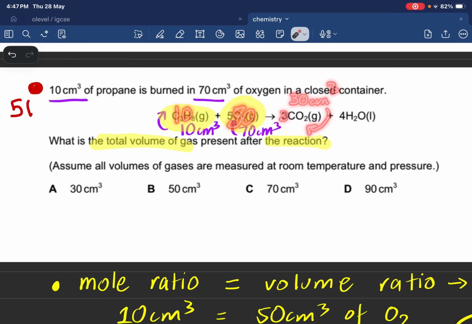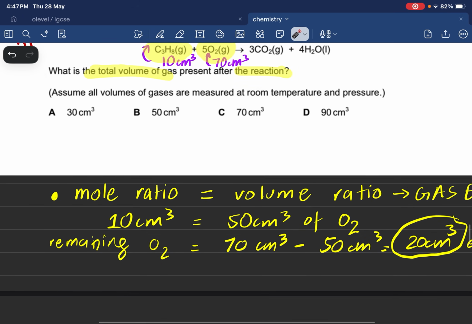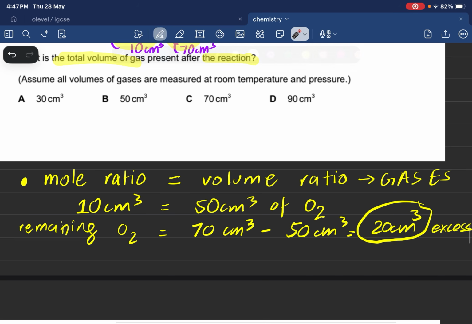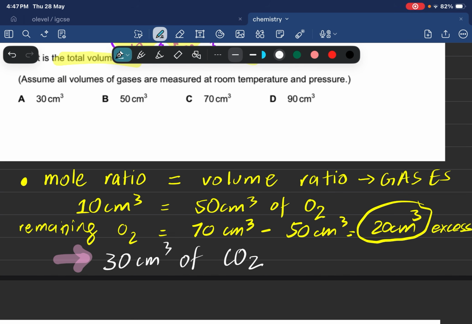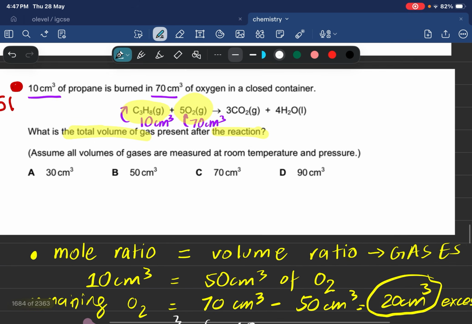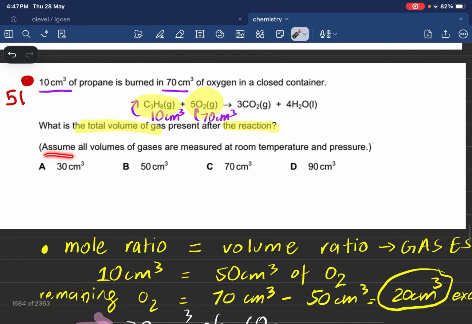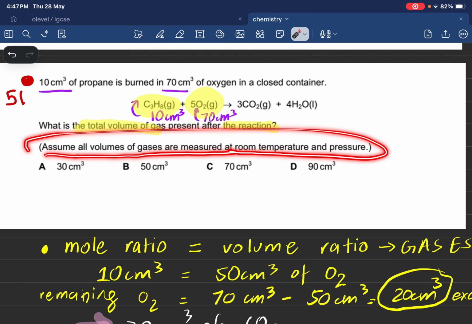Are you guys getting it? And after that, there's another trick in the question. I'm going to tell you that trick as well. That means we are allegedly forming 30 cm cube of carbon dioxide. The question is not over yet. Why is it not over yet? The next line, read it. Assume all volumes of gases are measured at room temperature and pressure.